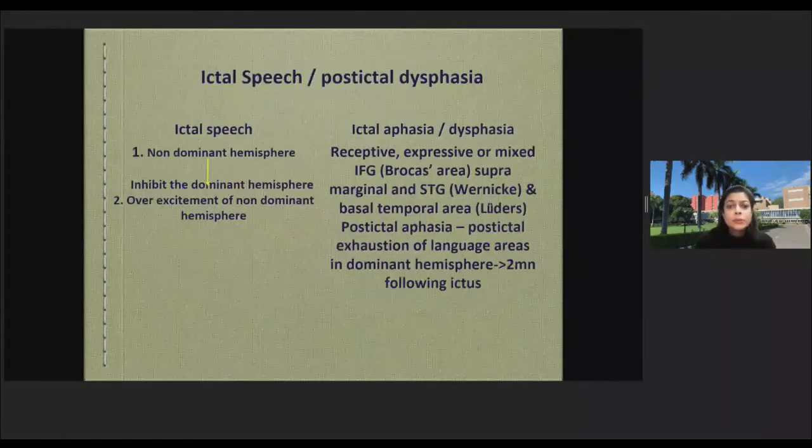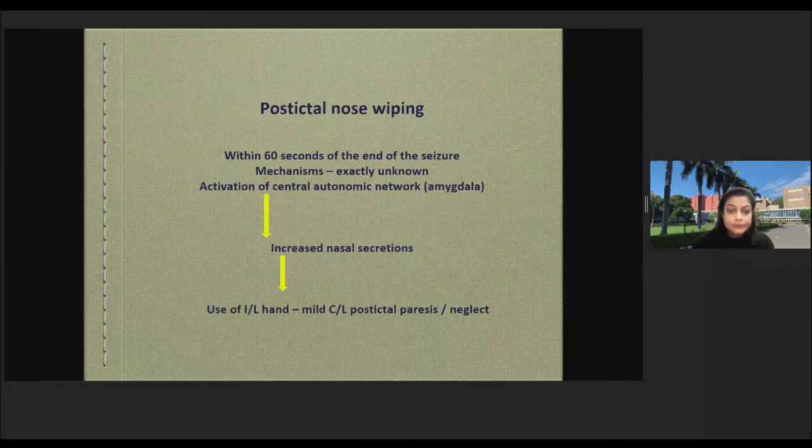So we go on to postictal aphasia. We know that speech is a function of the dominant hemisphere, and she's a right-handed individual. So we know that her dominance would be, in all probability, the left side or left hemisphere. And she did have inability to name and to read and to comprehend what was written. So that would again indicate that there is an involvement of the dominant temporal lobe in the network.